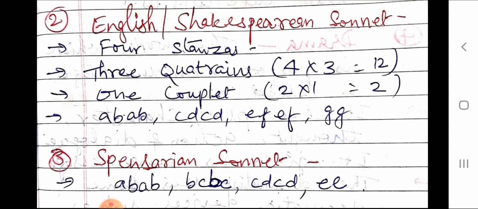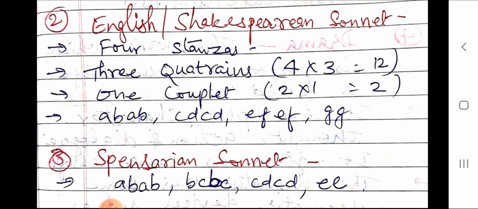William Shakespeare divided the sonnet into 4 parts, 4 stanzas. The first 3 stanzas are quatrains, and the last is a couplet. In the 3 stanzas, he discusses the problem, and in the couplet of 2 lines he provides the final solution.